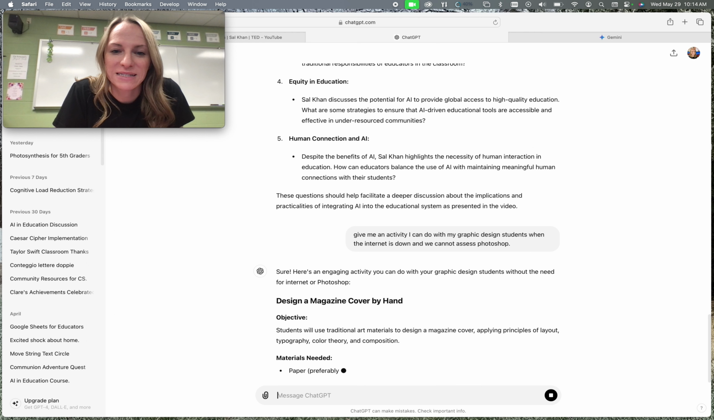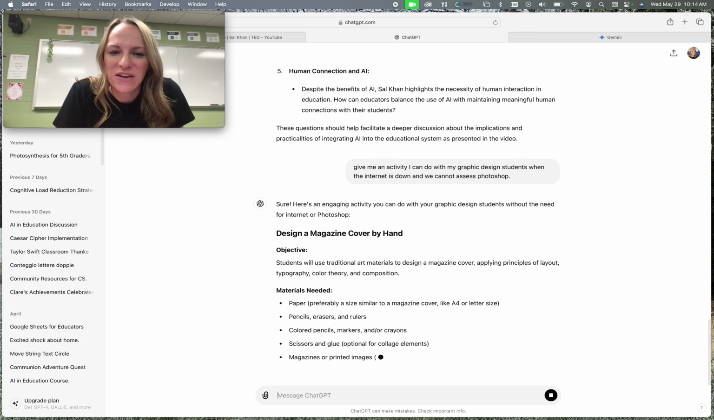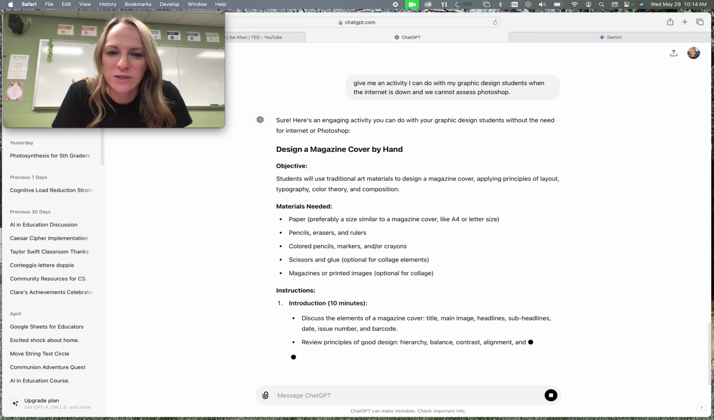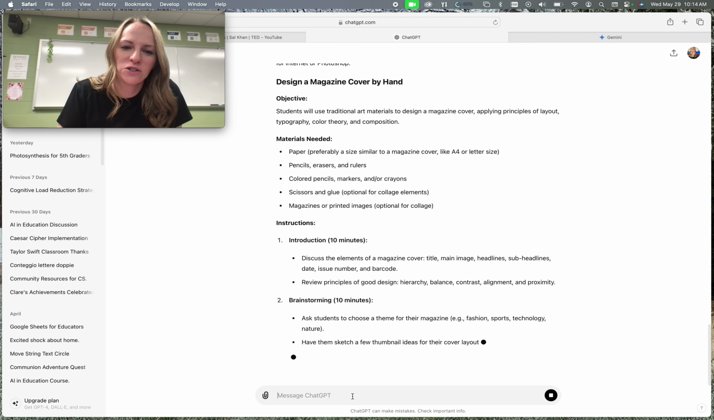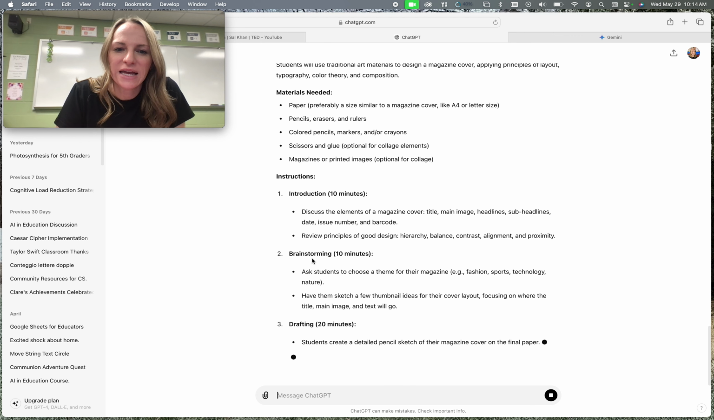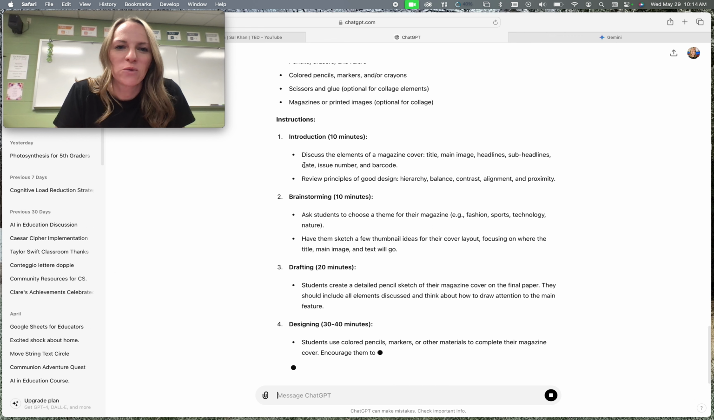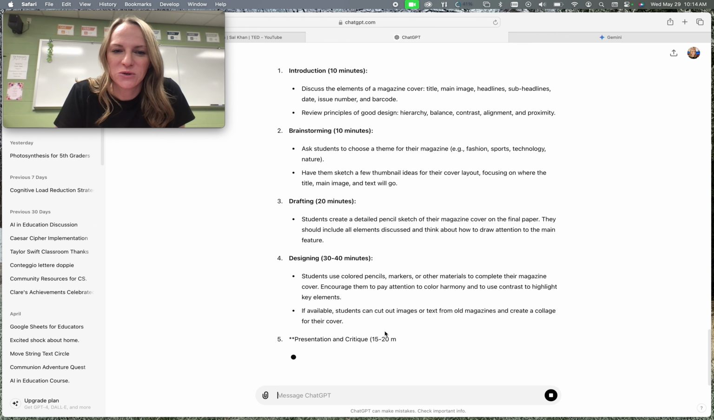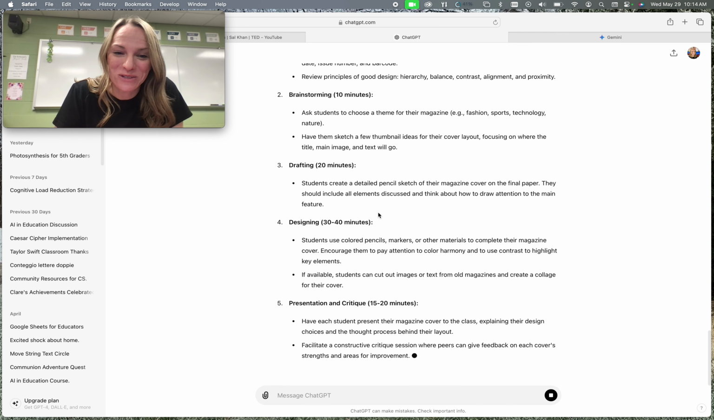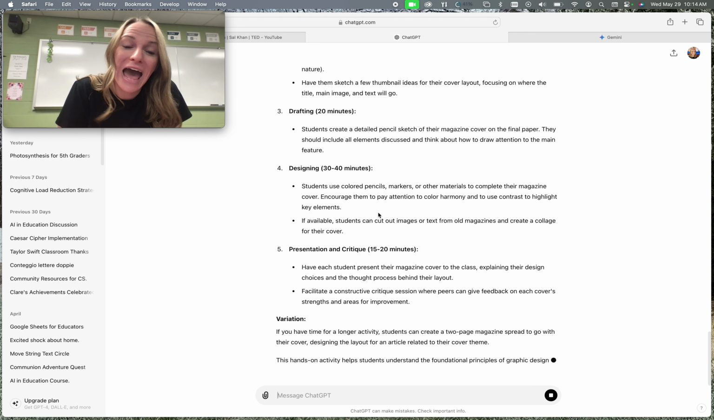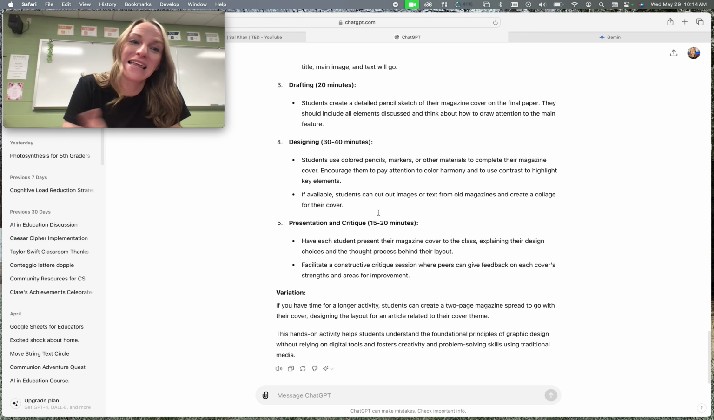So they could design a magazine by hand, a paper and pencil assignment. This is perfect. And it even gives you how you can grade it, the brainstorming, really broken down into a well-developed lesson that I could have had ready to go for my students the day the internet's down.